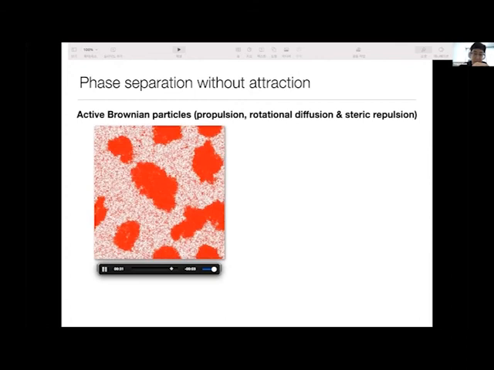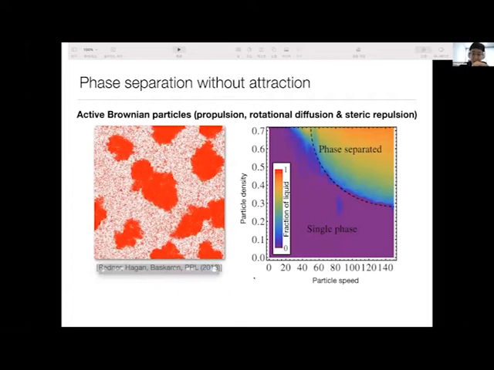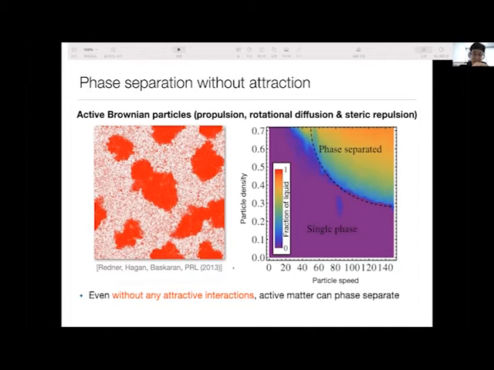What is interesting here is that as you increase particle speed or particle density, you start to see phase separation behavior into dense and sparse regions. Now, in this case, you don't actually need any attractive interactions between particles. All you need is just the propulsion and this persistence time scale, which tends to make the particle propel in the same direction for some time. And then there's very short range repulsion, hysteretic repulsion between particles. Given these elements, even without attraction, these particles form clusters and they separate.